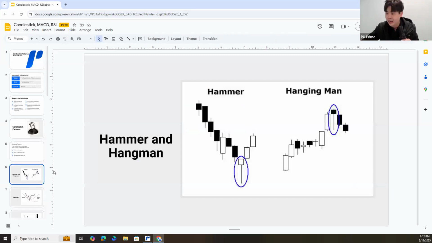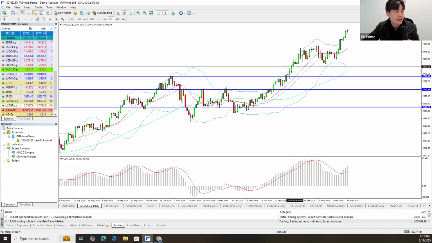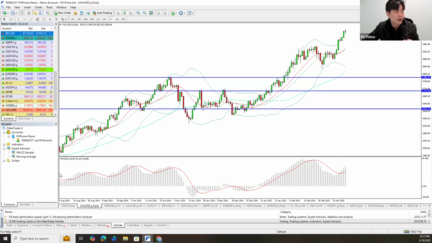Simple one, the first one is regarding the hammer and hanging man. So actually it's very simple. Hammer and hanging man, how can you determine it is by looking at the body. This is the body of the candlestick, and then normally the shadow will be very, very long. It's like a hammer. So when you go through the technical analysis, you can tend to find the potential hammer. If you go through all of the charts over here, maybe you can notice we do have one hammer over here. So let me show you the example.